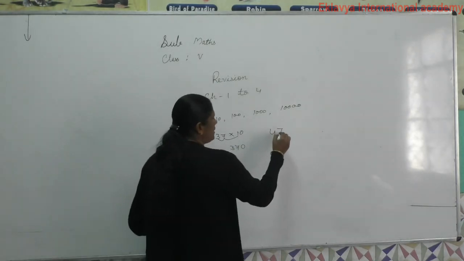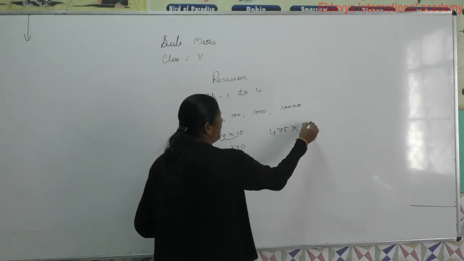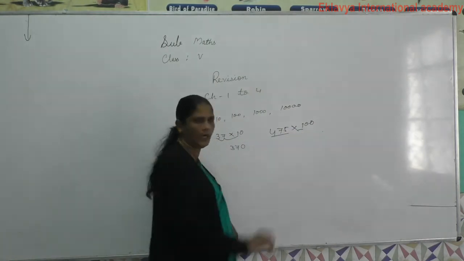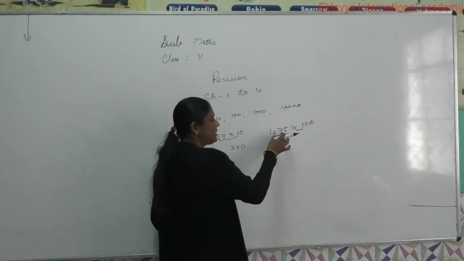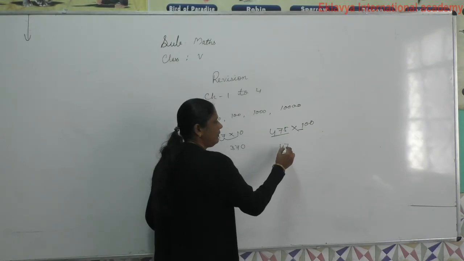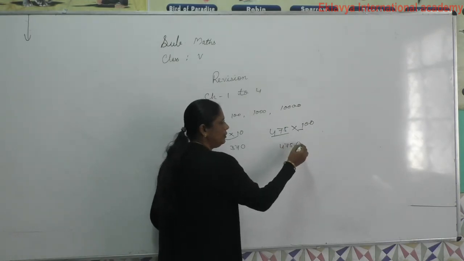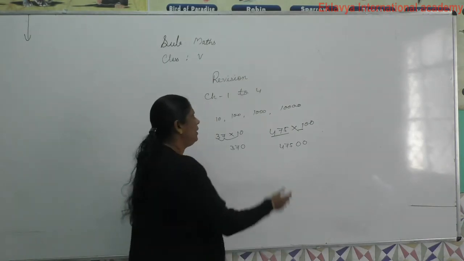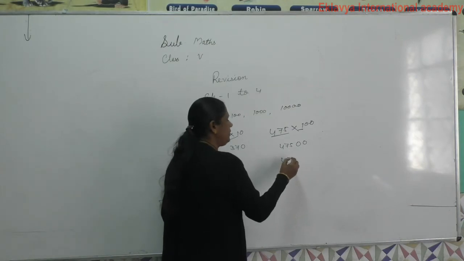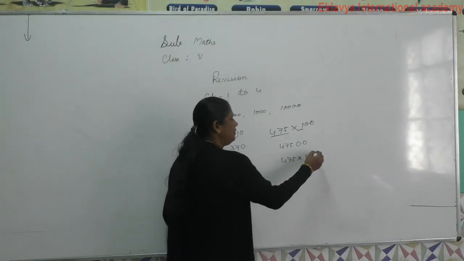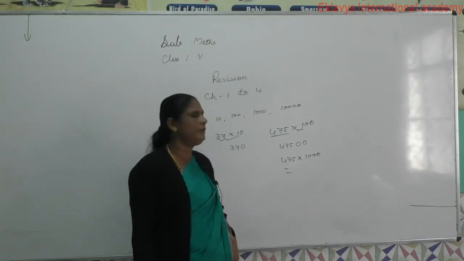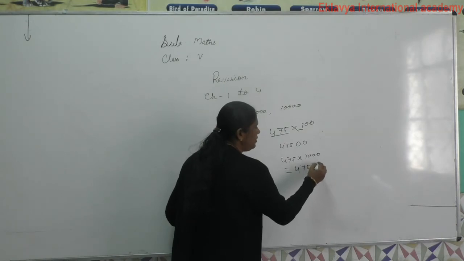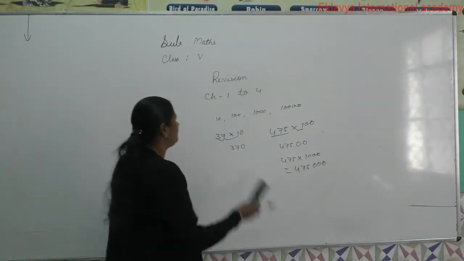Again, 475 multiply by 100. First you multiply 475 and 1. 475 ones are 475. Then how many zeros do you put? 2 zeros on the right hand side of the given number. Understand? Then 475 multiply 1000 is equal to, first 475 multiply 1 is equal to 475. How many zeros do you put? 3 zeros.